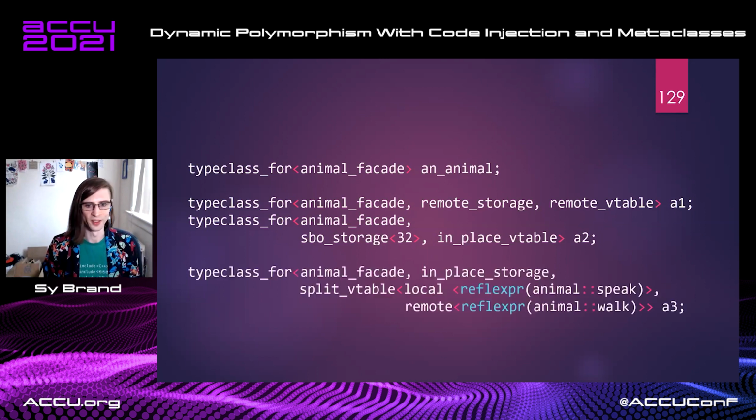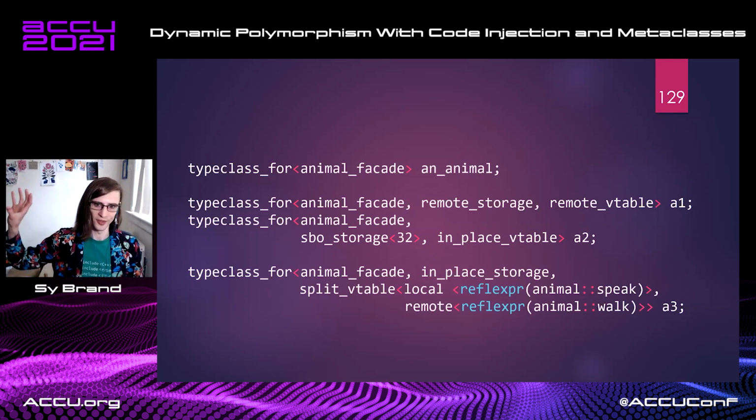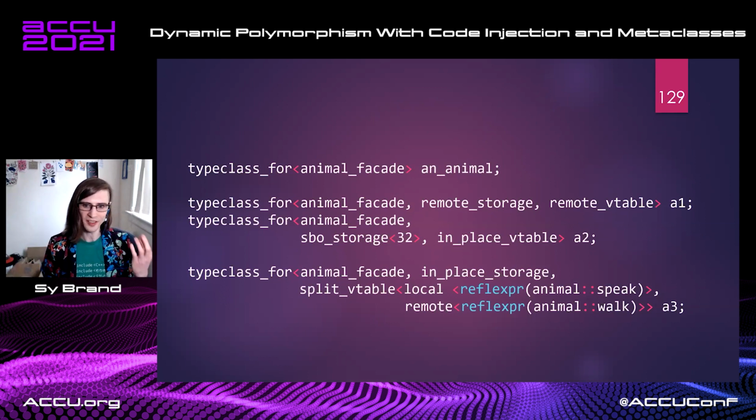And then we could go even further. We could say, actually, I want to never dynamically allocate. I want to only use in-place storage. And if you try and create an animal from something which is larger than some maximum, then throw a compiler error. And you could even split the vtable. Maybe your speak function is called all the time in your code, and you don't want to do two indirections for that. Well, maybe you could store that inside the objects, and then store a pointer to the rest of the vtable. This is possible. You can do anything.